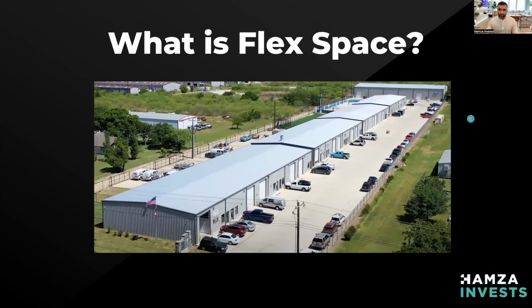Really quickly, this is what FlexSpace looks like, just to put a visual for you guys so you know what I'm talking about. A FlexSpace Business Park, rather, is basically a group of buildings that are put side by side right next to each other. And this is kind of what they look like right now. The way people design and develop these may be a little different, but in essence, this is what a typical FlexSpace looks like.